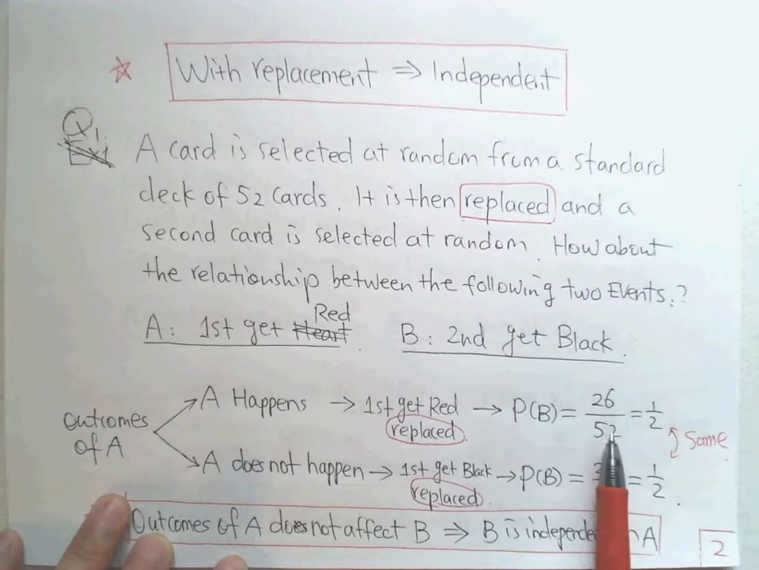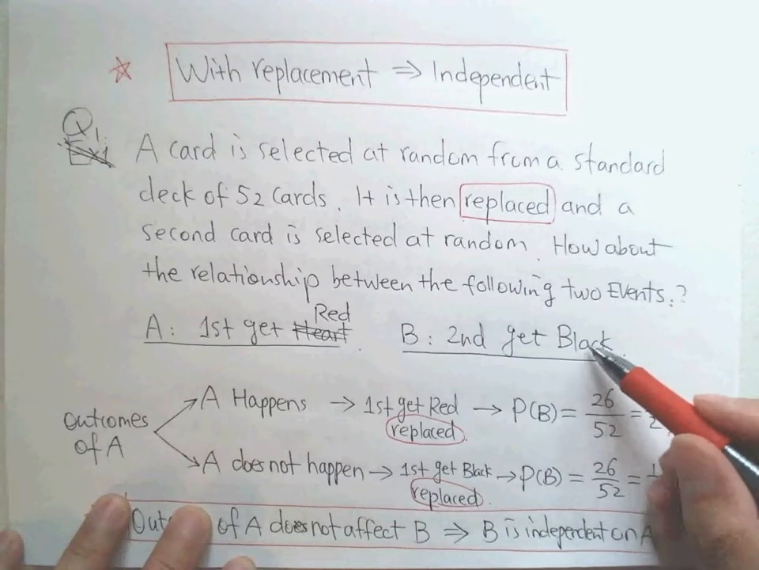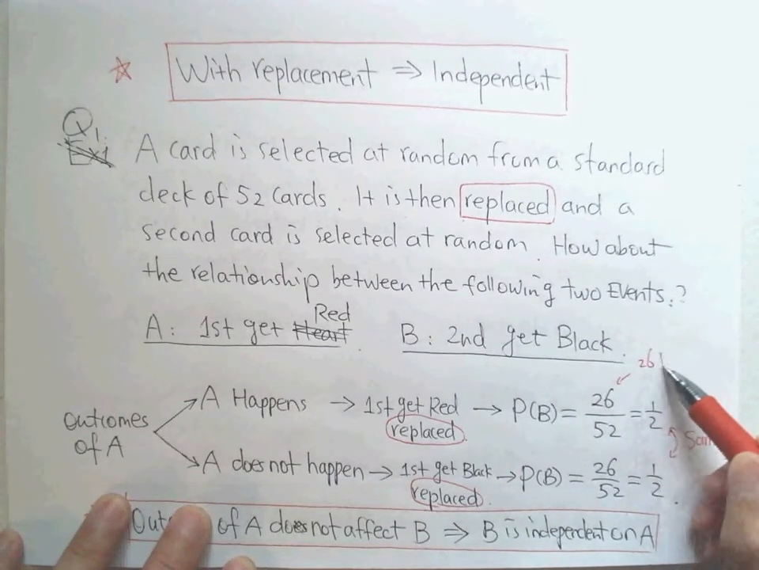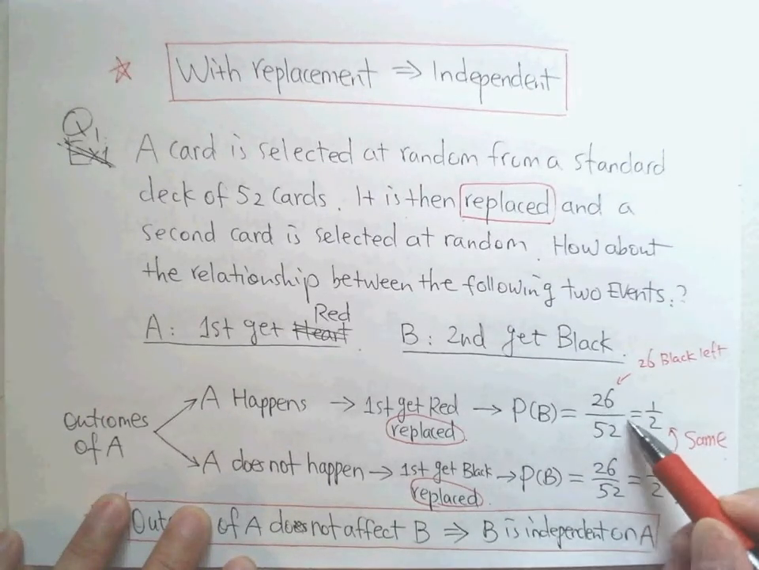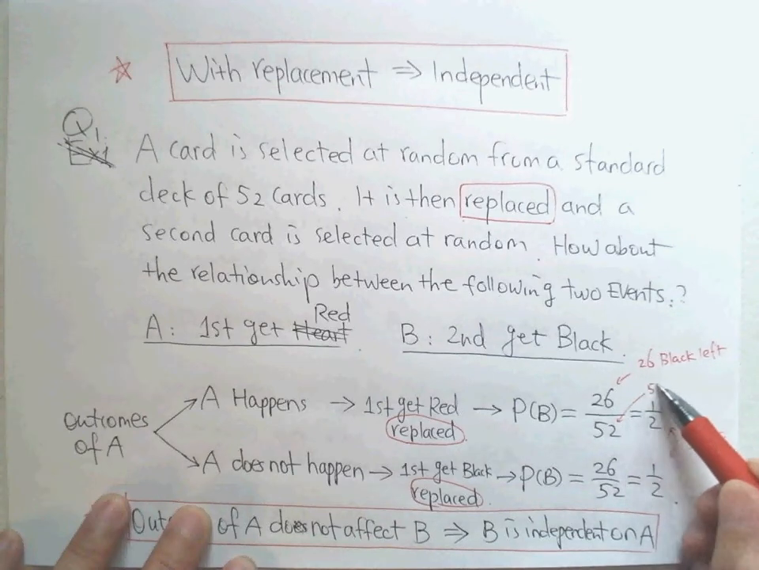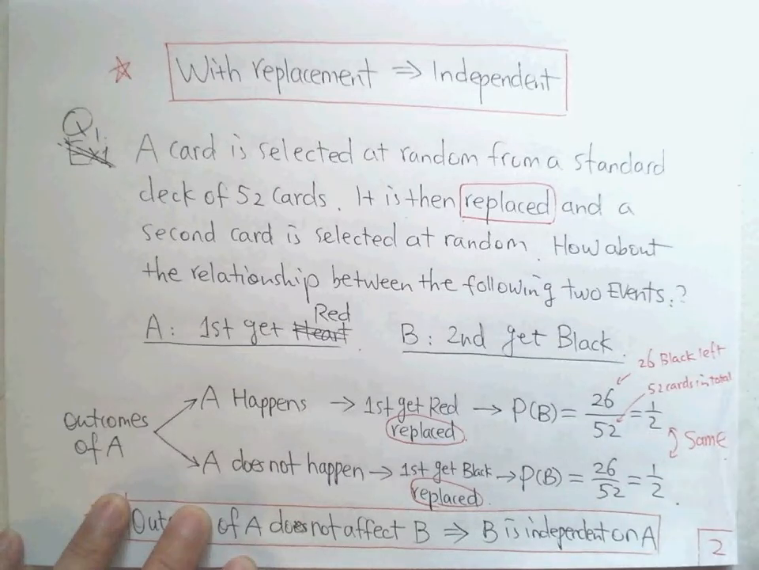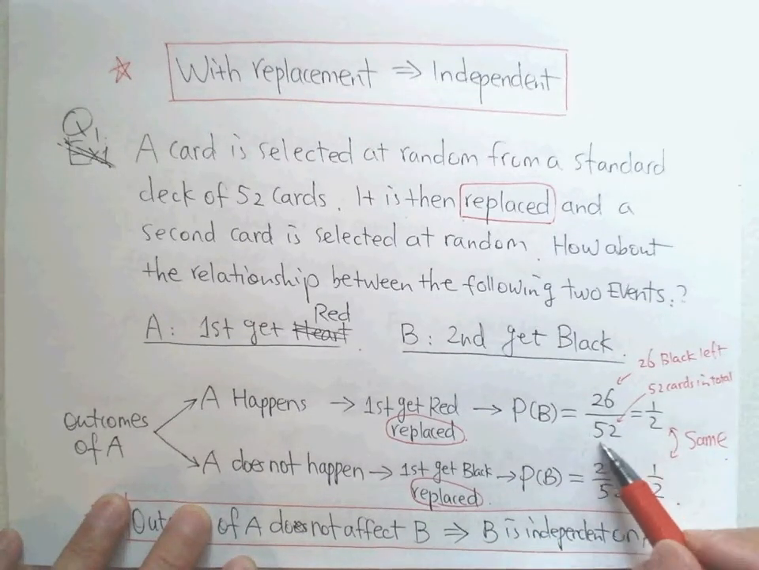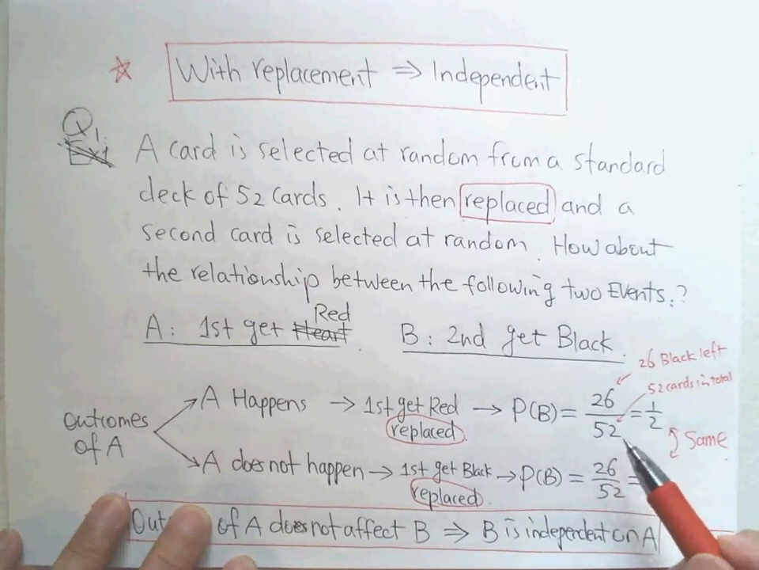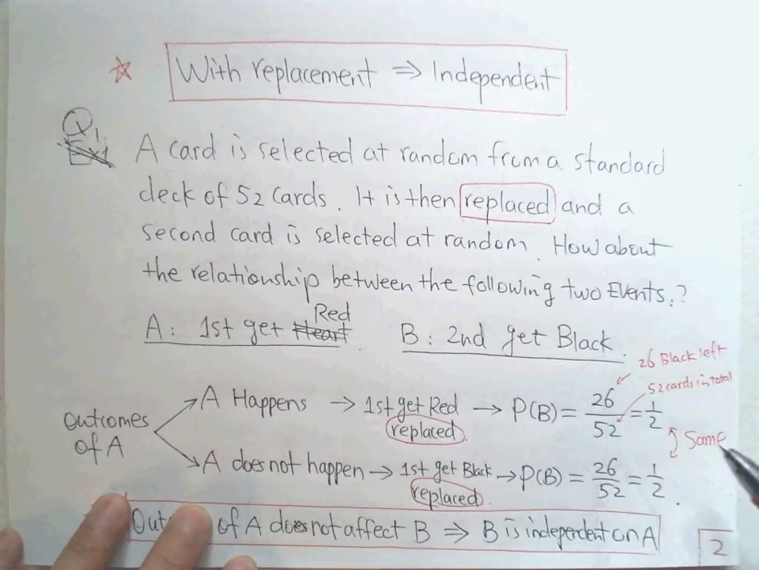Why is it 26? Because we have a success for black. How many black cards? 26 black cards, still there. Why is it 52? Simply because we have 52 cards in total. Why are there 52 cards? The first time you pick the card, but remember you replaced it, you put the card back. So the total number in the sample space is 52. Successful for black is 26, so 26 out of 52 is 1/2, right?